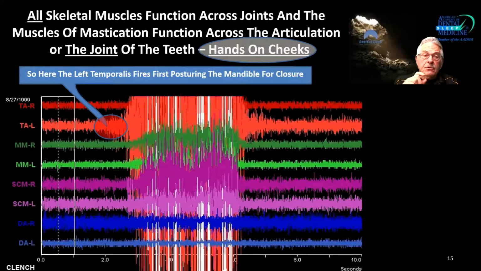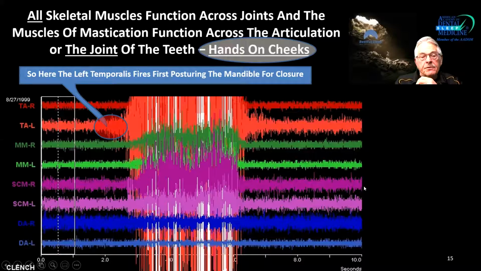So all skeletal muscles function across joints. And the muscles of mastication, the masseter muscles, say for example, function across the articulation or the joint of the teeth. We don't really think of it in those terms, but that's exactly what happens. You can isometrically contract your bicep or your tricep because that joint's in place. You can't really isometrically contract your masseter muscles. There has to be a bolus of food in there, something you're biting on, or your tooth contact.